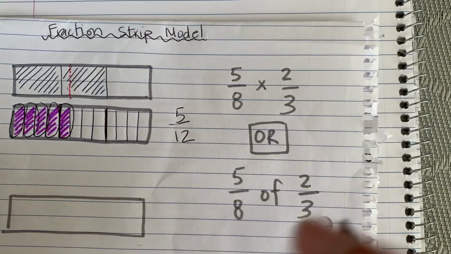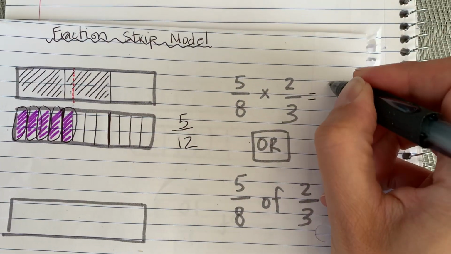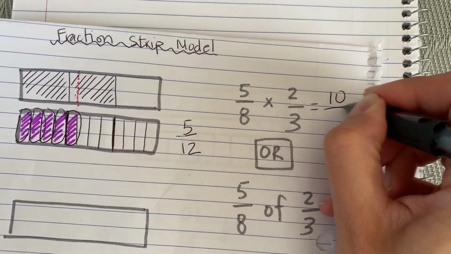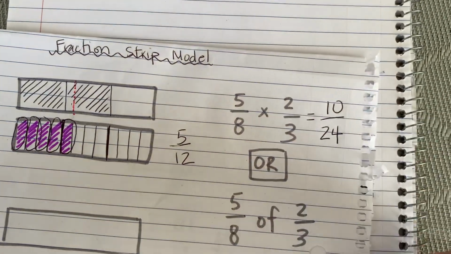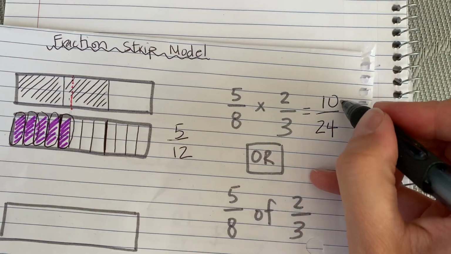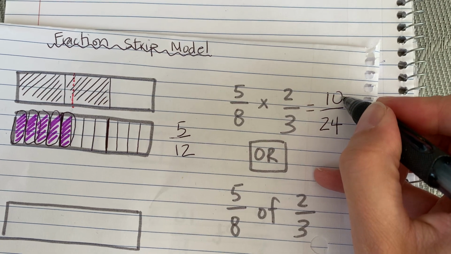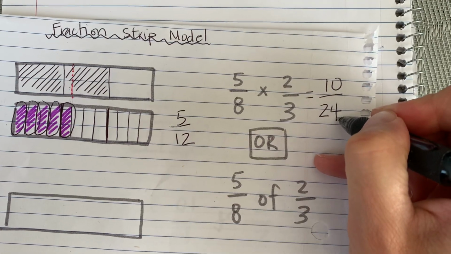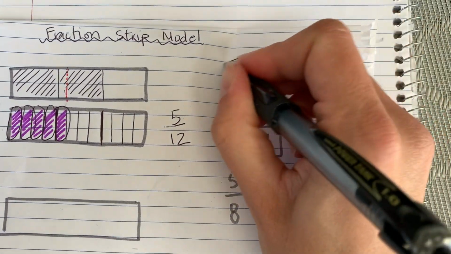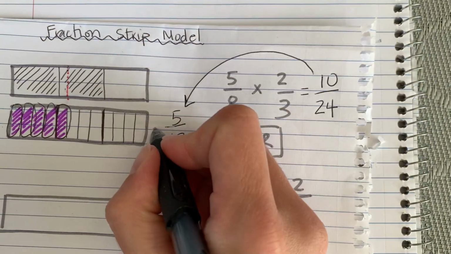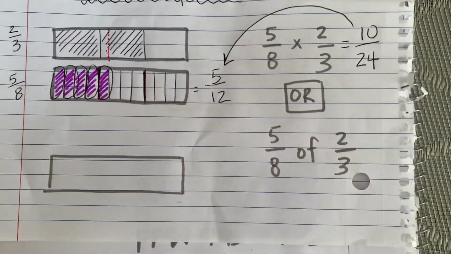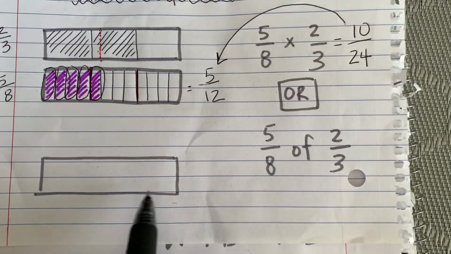We know here, if we check by multiplying the numerators to get 10, multiplying the denominators, 10/24ths. If I was to simplify this, so if I divide 10 by 2 and divide 24 by 2, it will give me 5/12. Okay, I'm just going to quickly attempt to show you this on one fraction strip.